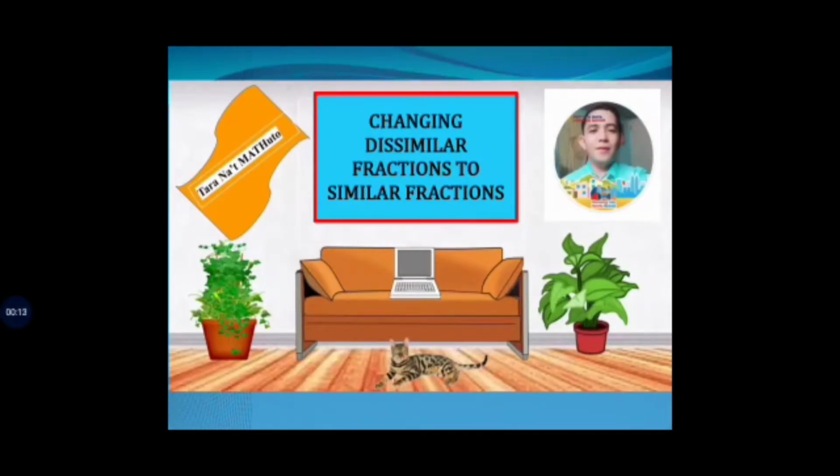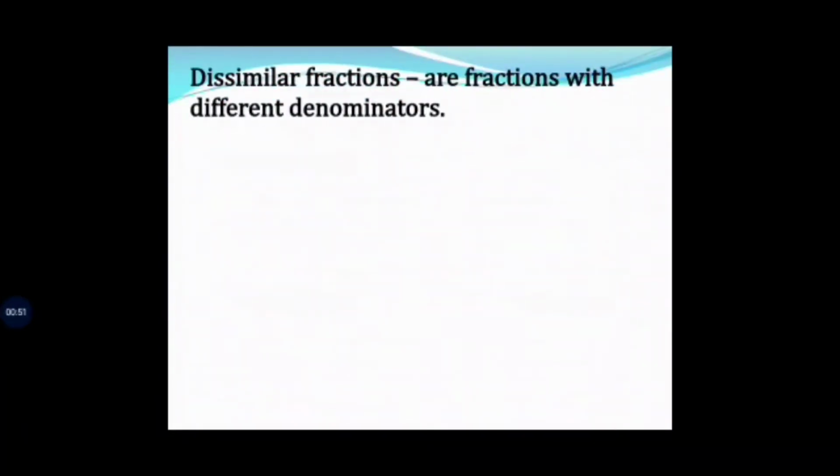To change dissimilar fractions to similar fractions, it is imperative that you first know the basic facts, like finding the LCM of the given numbers. The LCD is the least common multiple of the given numbers, which we are going to use in changing dissimilar fractions to similar fractions. Let us start with dissimilar fractions.